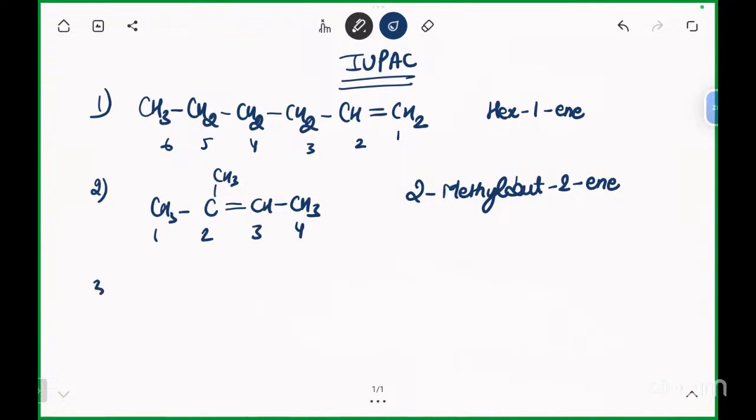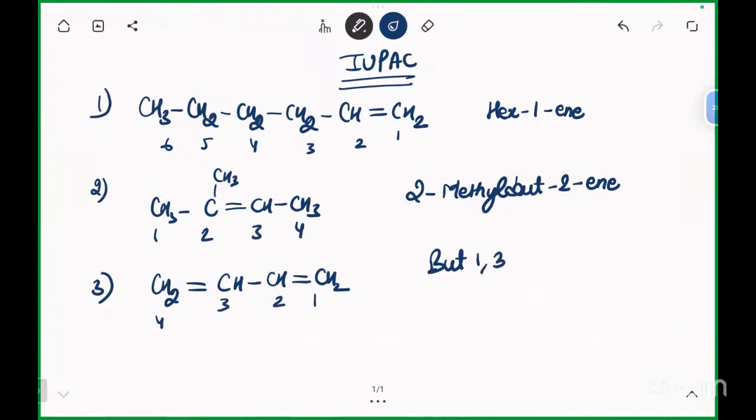More examples, we can take CH2 double bond CH single bond CH double bond CH2. Here 2 double bonds are present, so we need to mention the position of both double bonds. 4 carbons are there, so but, then 1, 3, because 1, 2, 3, 4. On the third position we have a double bond, so but-1,3-diene.